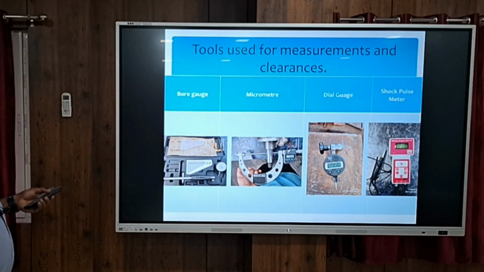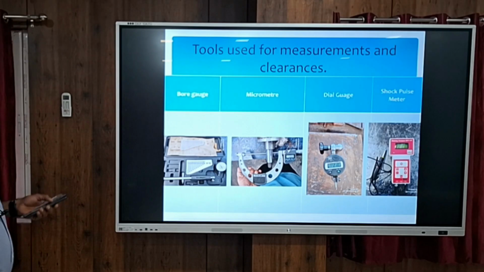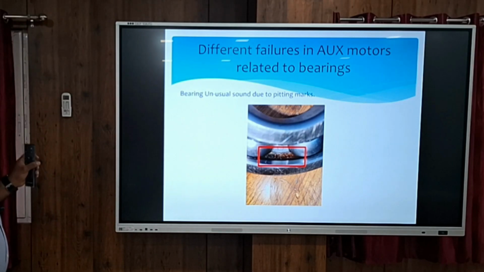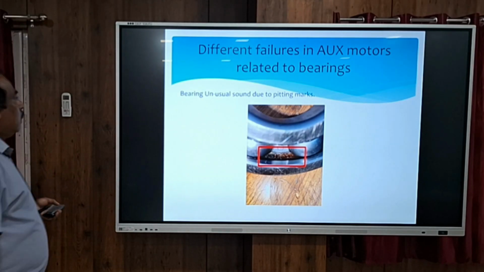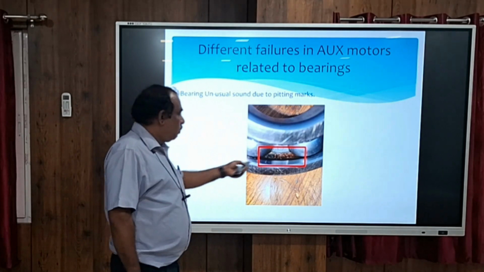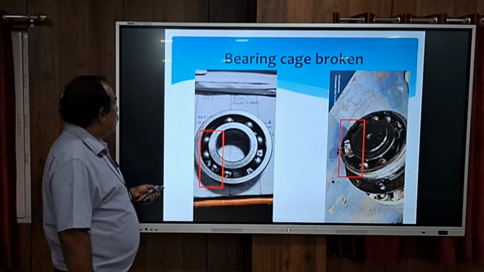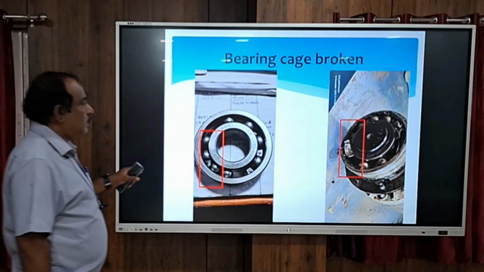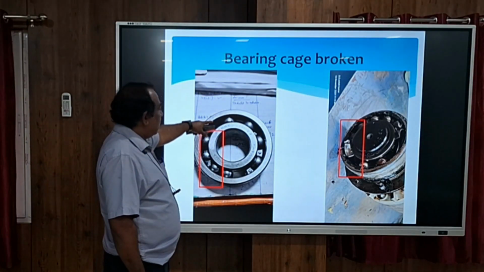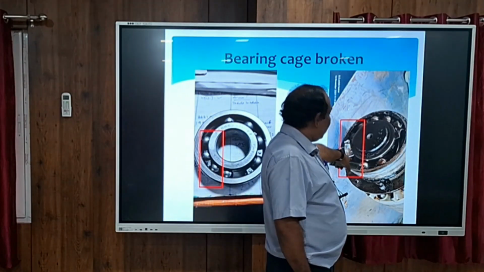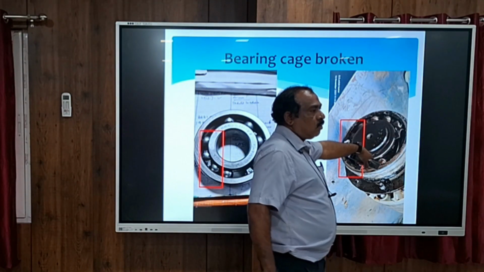And different types of tools we are using, sir: bore gauge, micrometer, dial gauge, shock pulse meter. These are different failures in axle related to bearing, sir. This bearing has unusual sound due to pitting marks. This is a broken cage, sir. This cage holds the rollers in position. So here mainly LHP cases only happened, a lot of cases, sir.